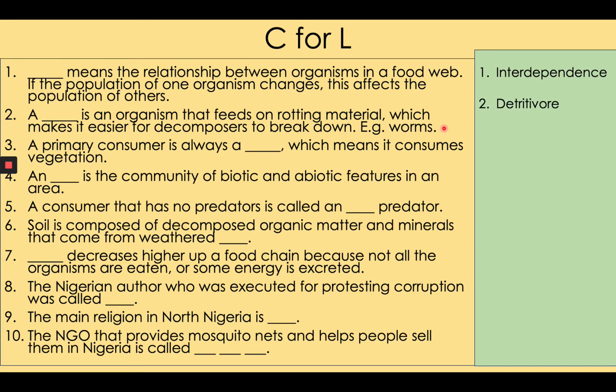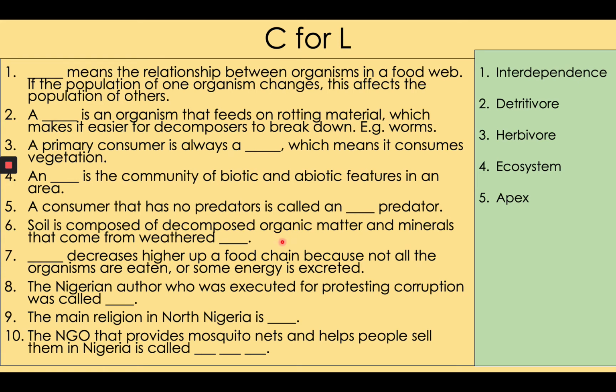2. A detritivore is an organism that feeds on rotting material, which makes it easier for decomposers to break down, for example worms. 3. A primary consumer is always a herbivore, which means it consumes vegetation, plants. 4. An ecosystem is the community of biotic and abiotic features in an area. 5. A consumer that has no predators is called an apex predator.